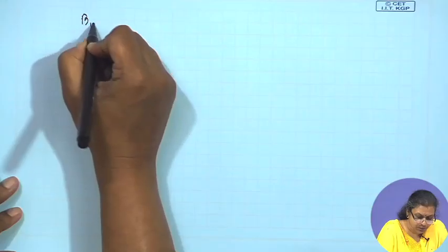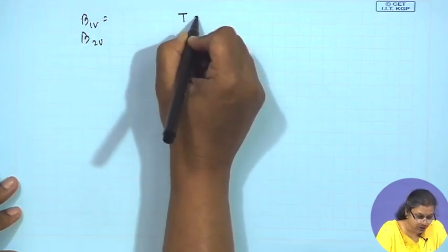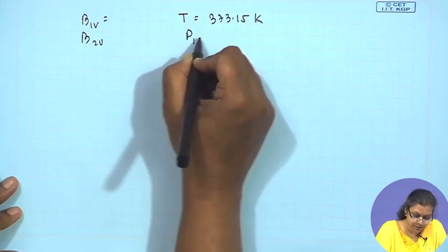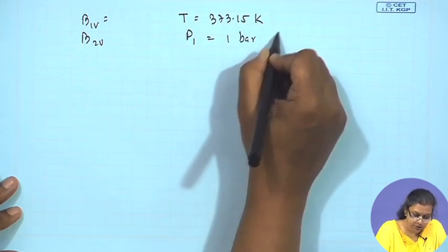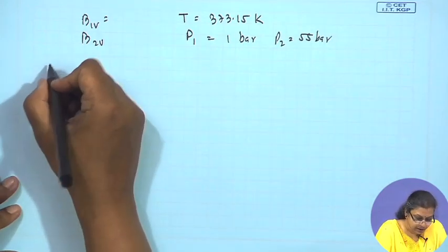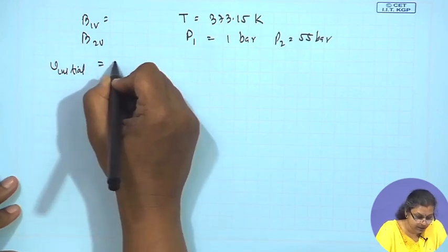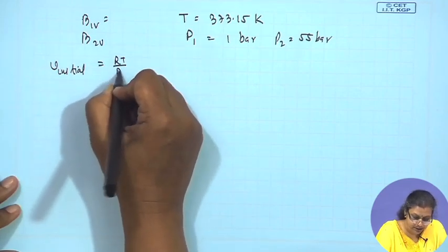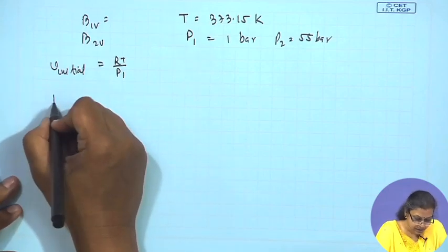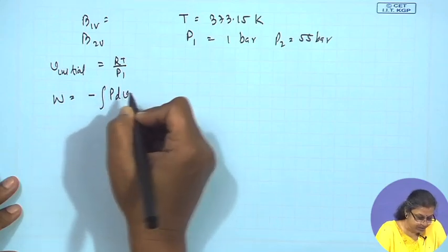You have got B1 V, you have got B2 V, you have got T, you have got P1, you have got P2, right. From here again you start with a V initial value. Remember one thing, V initial value will be nothing but RT by P1. From there you are required to find out V final. What is W equals to minus integral P dV.